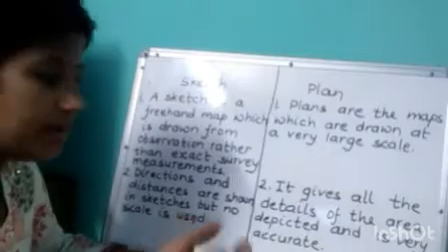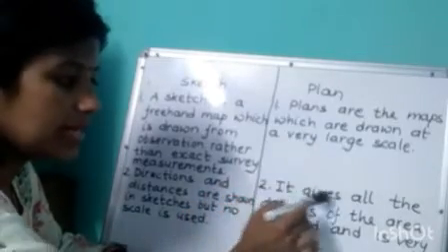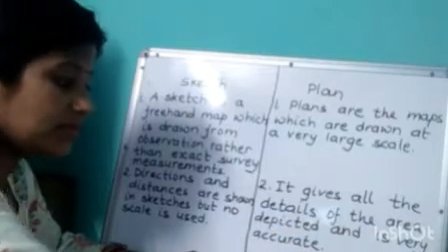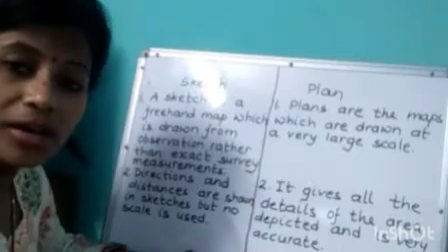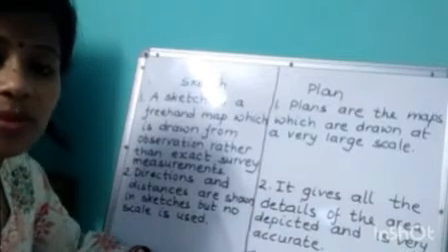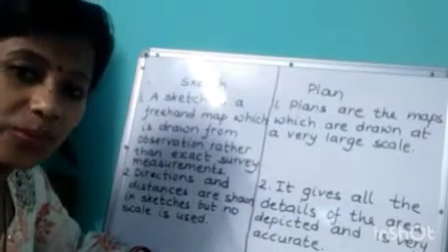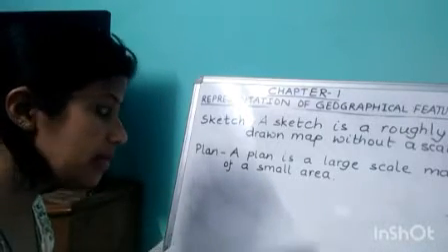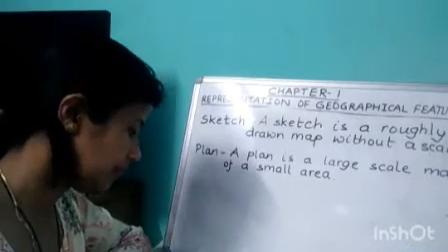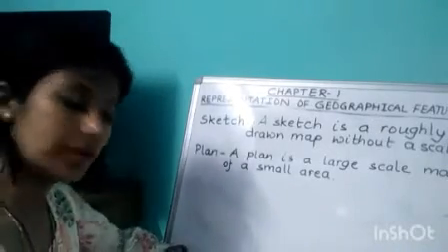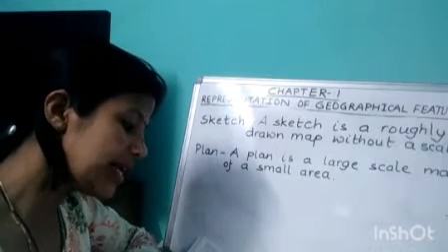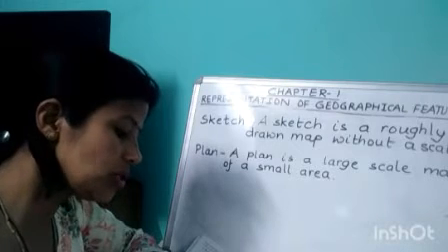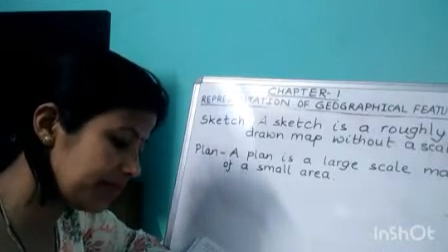They are drawn freehand. Second one, in a plan, it gives all the details of the area depicted and is very accurate. They provide us accurate information about an area. Okay, signs and symbols, they are very important. And keys or index of maps help us to know what the various symbols on the map represent.